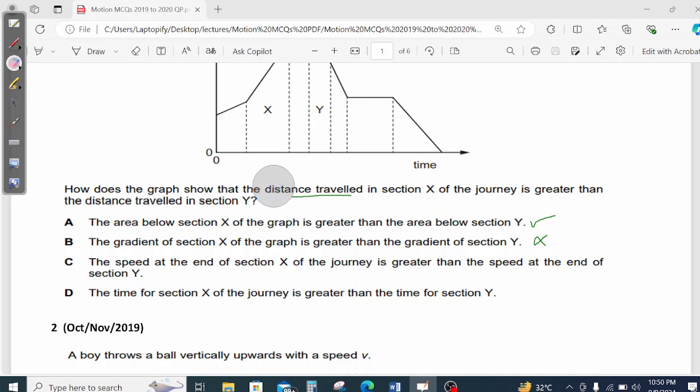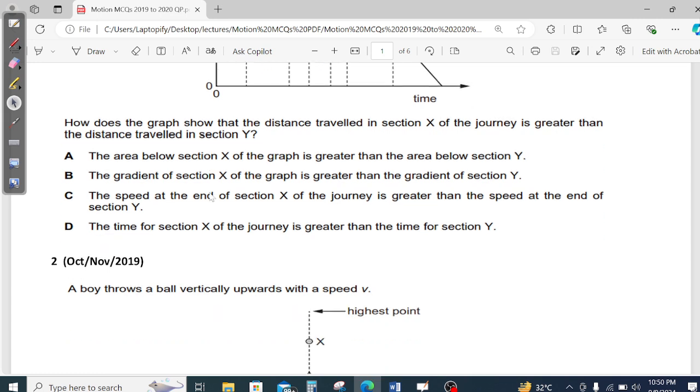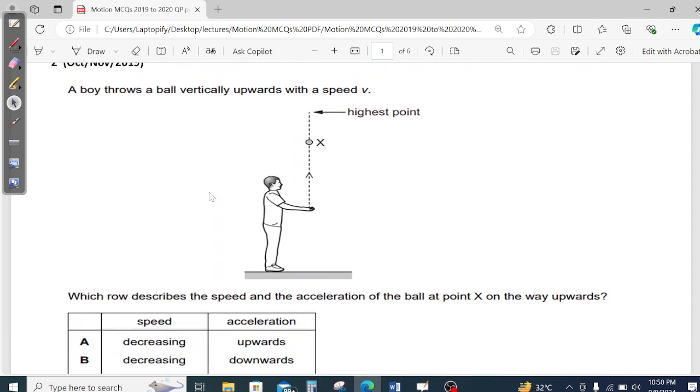Next is question number 2. A boy throws a ball vertically upward with the speed v. This is the person, and he is throwing a ball vertically upward.